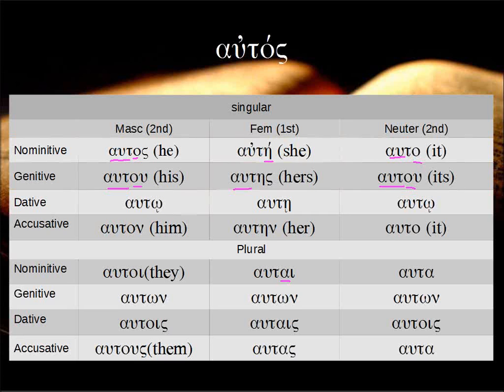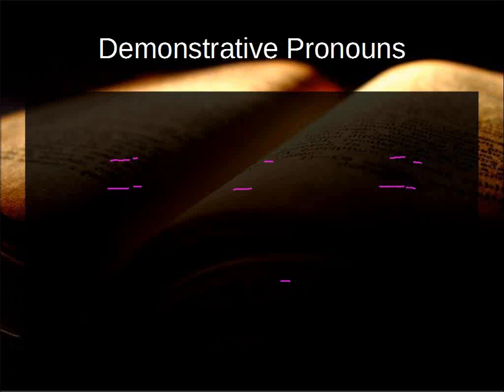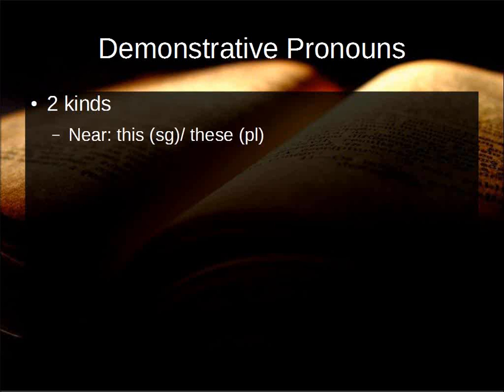So those are our personal pronouns. We're done with our personal pronouns. Let's now go into our demonstrative pronouns. Okay? Our demonstrative pronouns. And let me delete all that. Okay. So there are only two kinds of demonstrative pronouns. They're classified as near pronouns and far demonstrative pronouns, all right? They are literally this and these, okay? That's the near, all right?